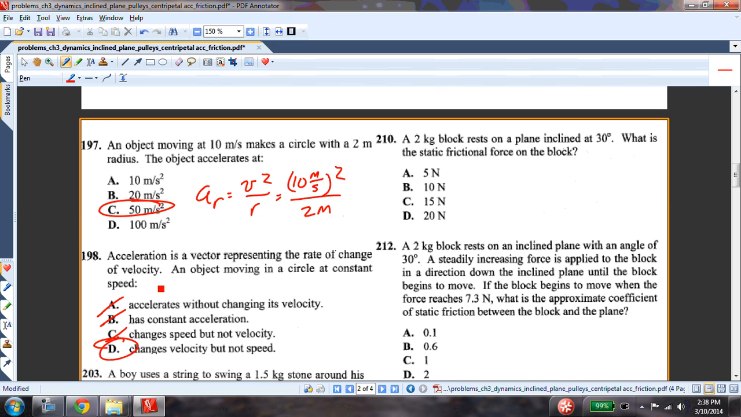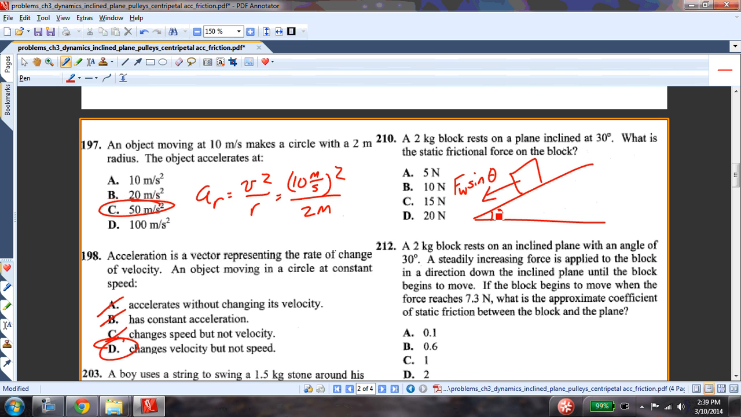210, a 2 kilogram block rests on an inclined plane at 30 degrees. What is the static frictional force on the block? All right, this goes back to what we did before. I know that I have a force. This is the component of the weight, which is equal to Fw sine of theta. Remember, this is the angle theta. Remember, our x and y components on the inclined plane are switched up because I'm measuring my angle from the y-axis, not the x-axis. So whereas the x component in projectile motion is given by the cosine, on an inclined plane it's given by the sine.